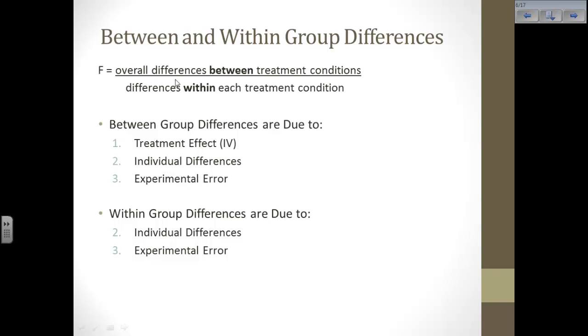So the numerator of the F-statistic includes treatment effect, individual differences, and experimental error. The denominator only includes individual differences and experimental error, so we can isolate the effect of the independent variable on the dependent variable that's being measured.